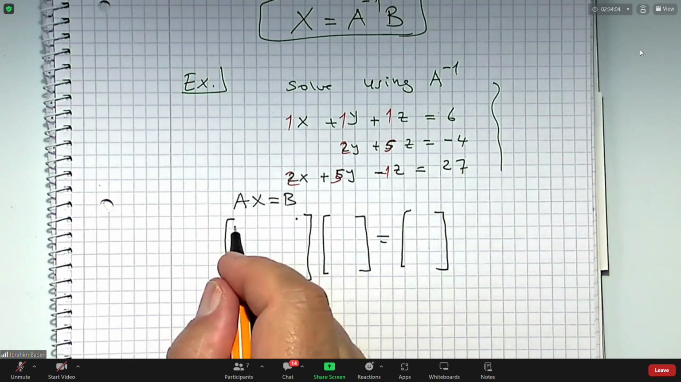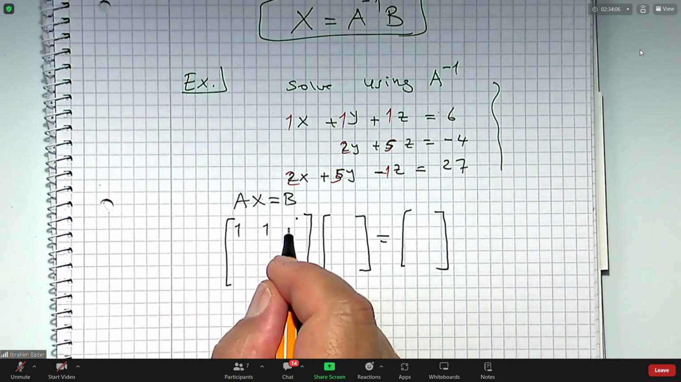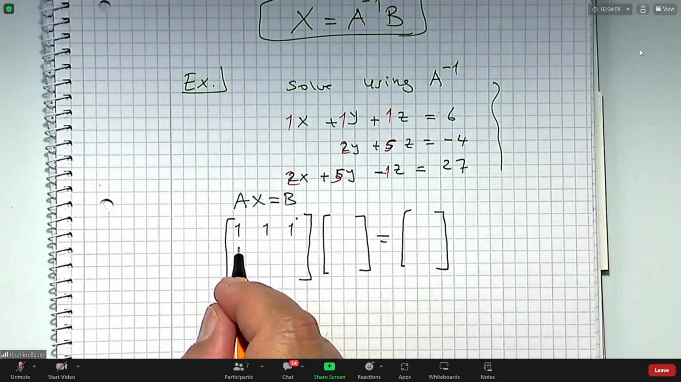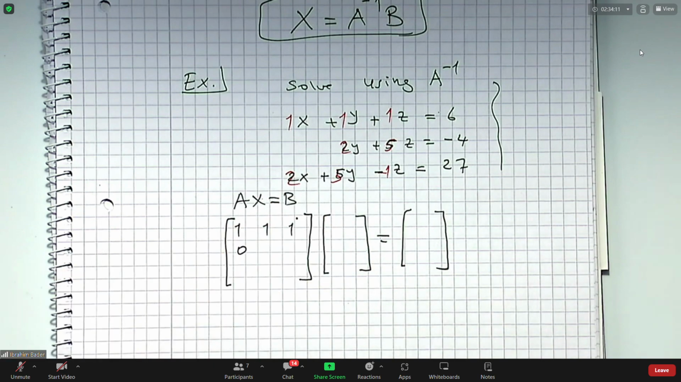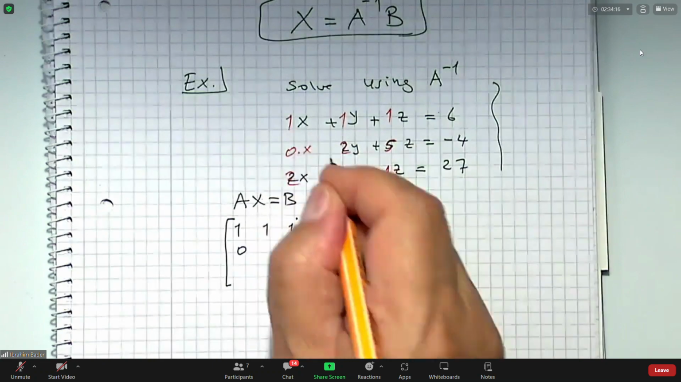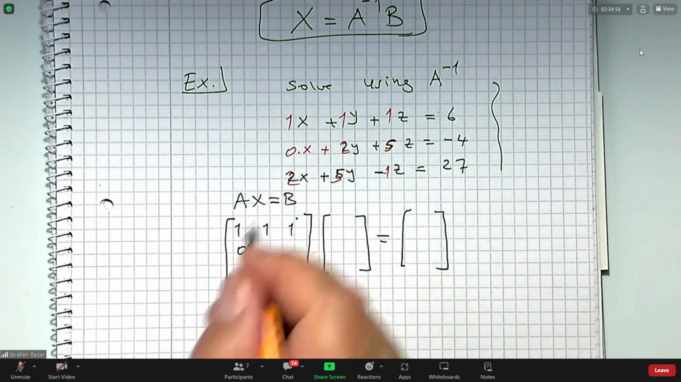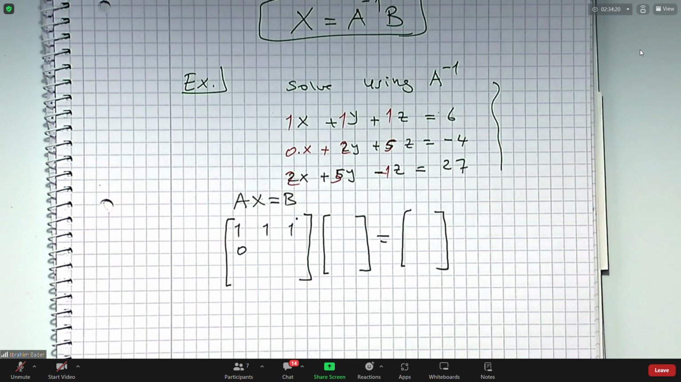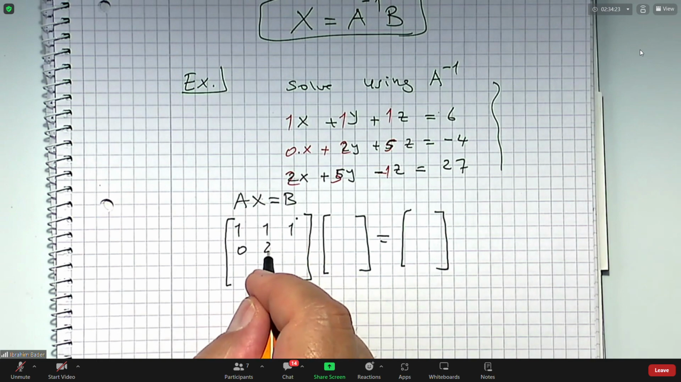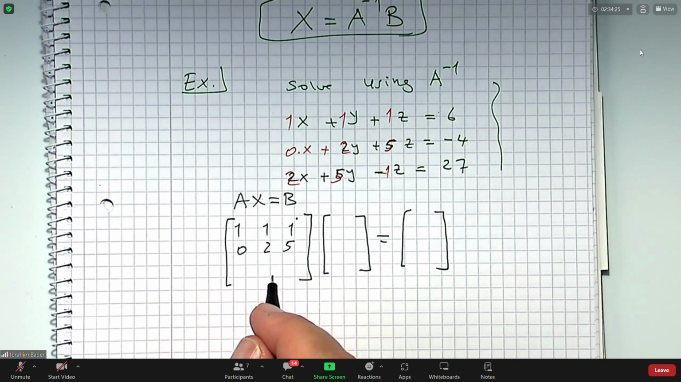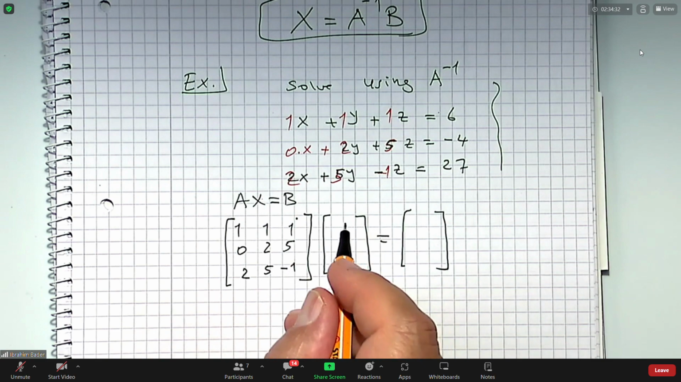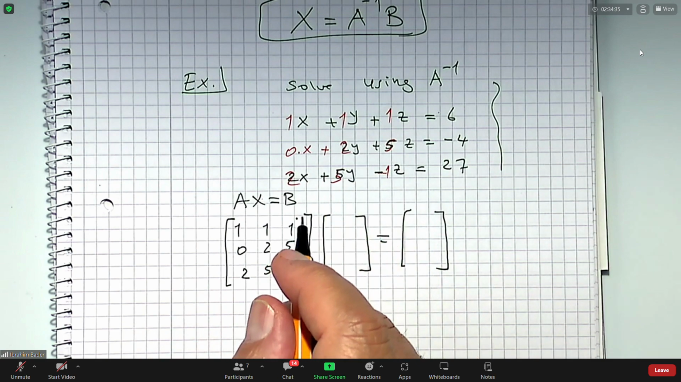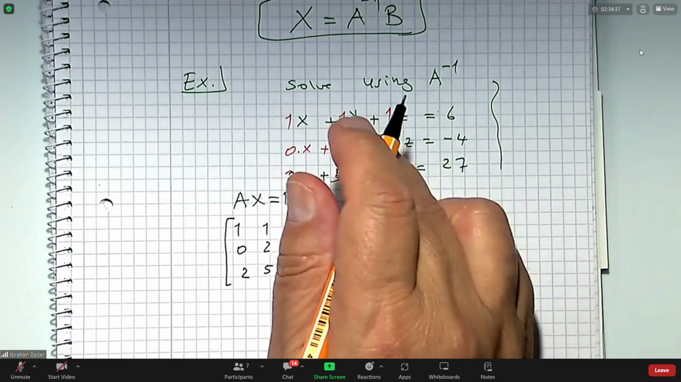Okay, so this is 1, 1, 1, 0, because we don't have an X here, so it's by default 0X. And 2 and 5 here. And here you have 2, 5, minus 1. The variables matrix is just these variables, X, Y, and Z.